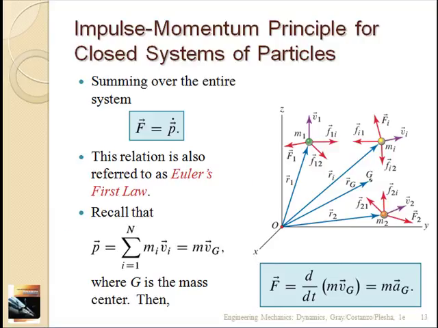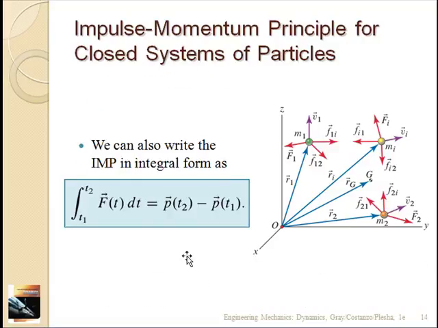If we write this in integral form, we find that the impulse of the total, net force on the system, integrated from t1 to t2, is equal to the change in momentum from the initial state to the final state for that closed system.